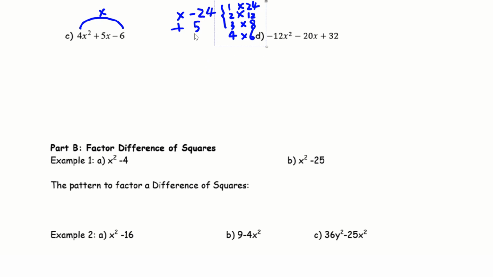Then look for the difference is 5. So sum is 5, then the larger number needs to be positive. And times together negative, so another number needs to be negative. So this one, we are going to use either the box method or the grouping method.